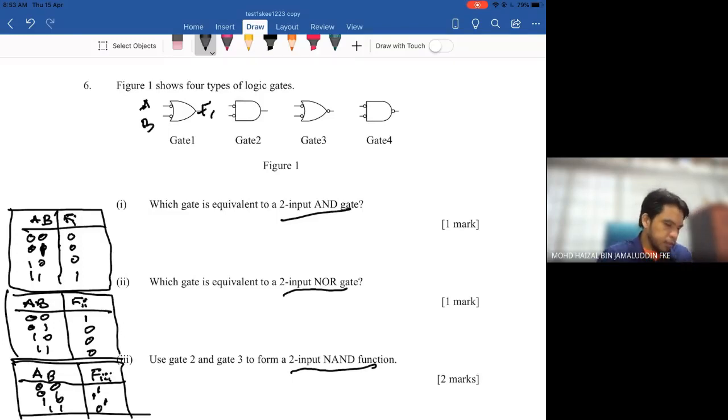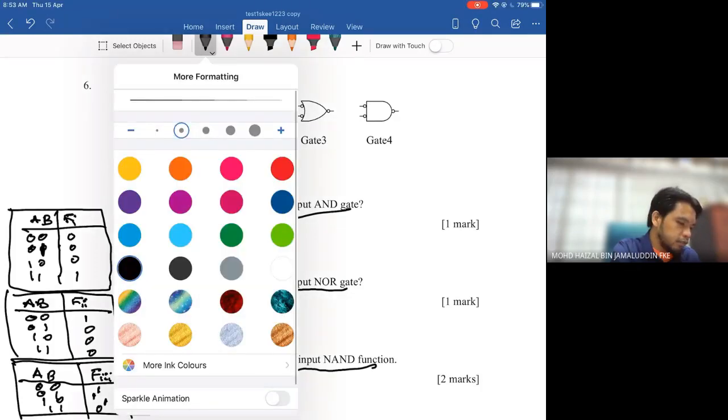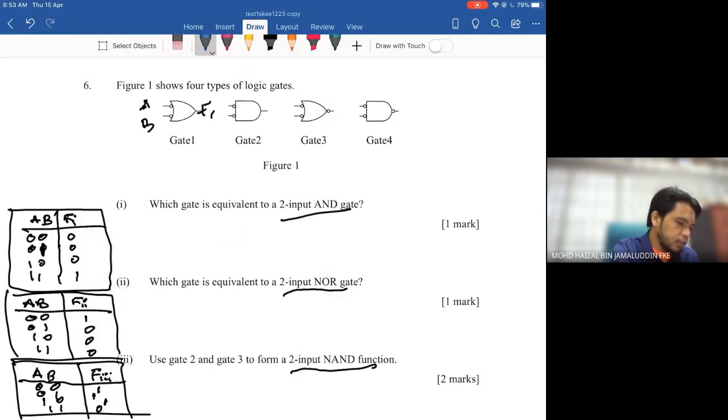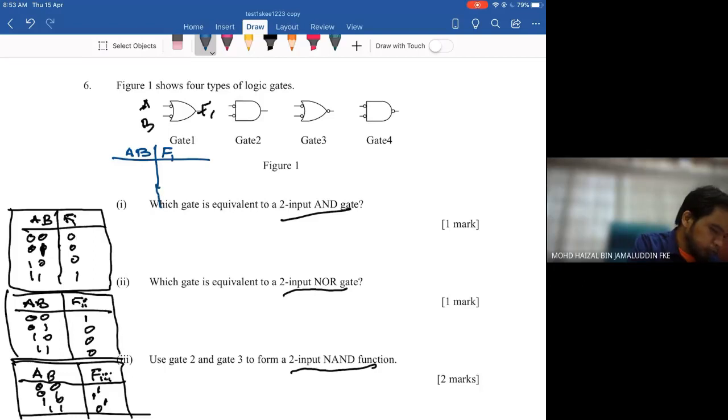So if I make a mistake, you just tell me. And you need to do each of these gates in order to determine whether it's the same or not. Okay. So for example, gate 1, A, B, F1. 0, 0, 0, 1, 1, 0, 1, 1. Okay. Be careful, it has a bubble here.